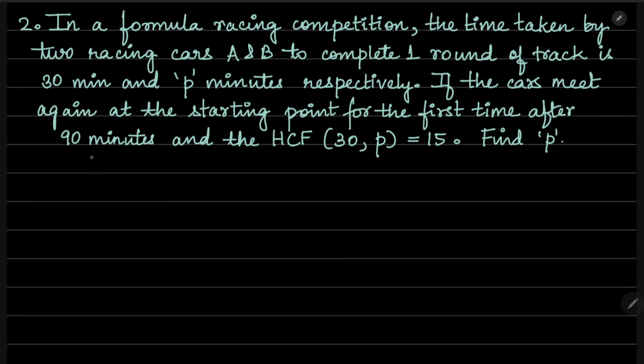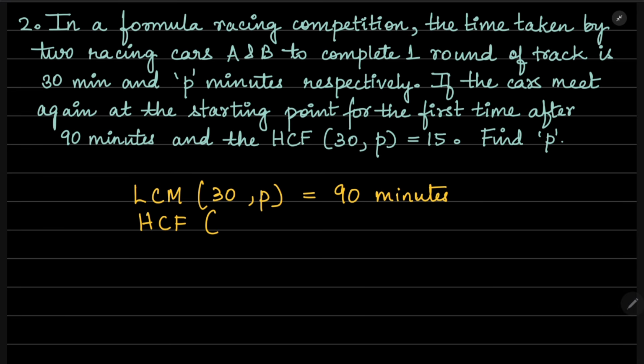So what is this 90 minutes given? It is the LCM, right? So what you are given is LCM of 30 and P is 90. This is 90 minutes, right? And you're also given HCF. HCF of 30 and P minutes is equal to 15, right? So why is the LCM 90?